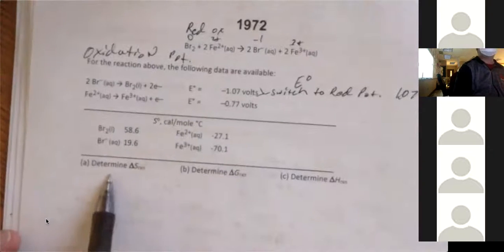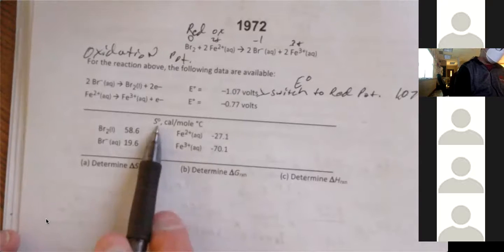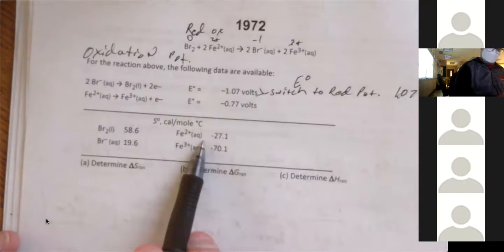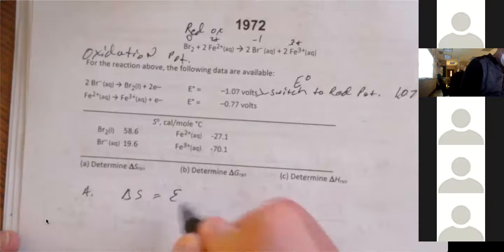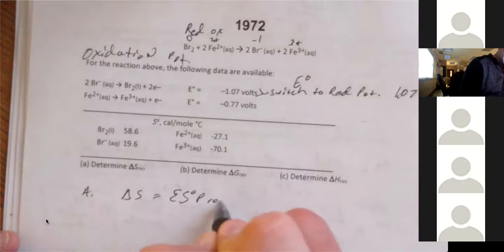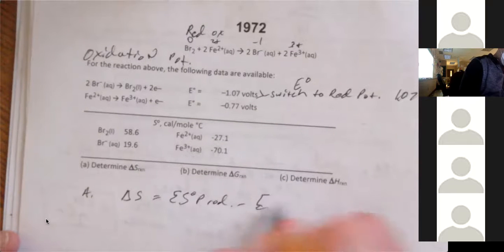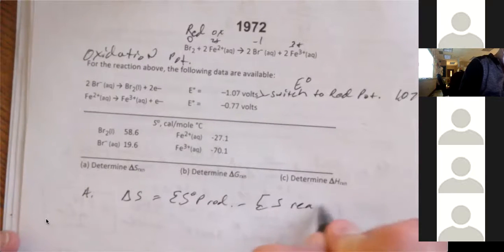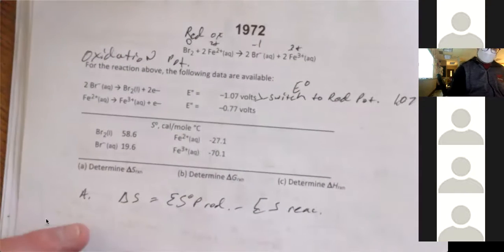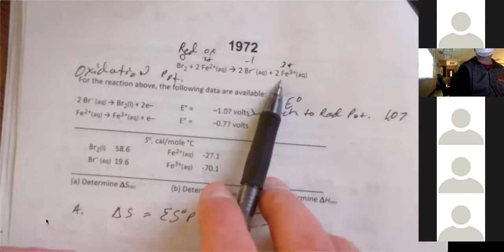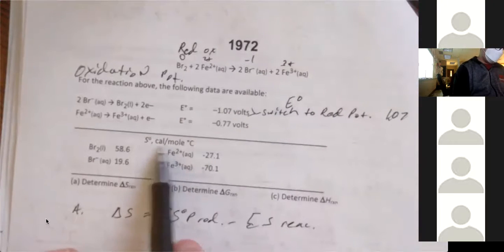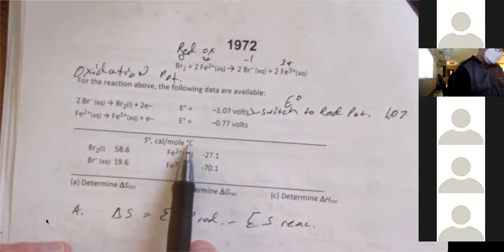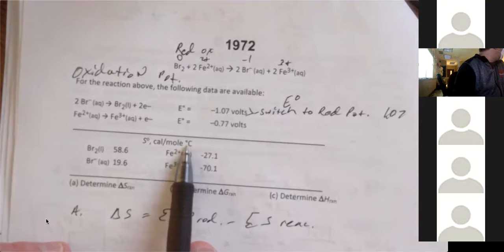So let's take a look here. Determine delta S. So they give us our standard entropy potentials. If you recall, delta S equals the summation of the products minus the summation of the reactants. What else do we have to do? We have to multiply it by the what? Right. So notice that this is in calories per mole. So we may have to change that into joules or kilojoules in the future.